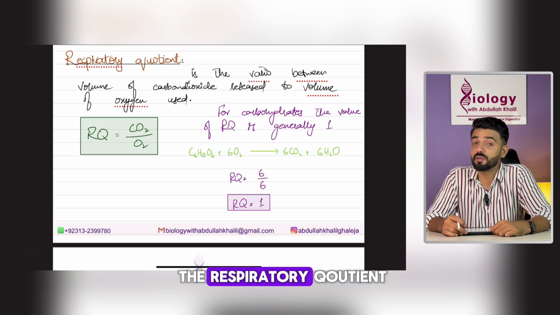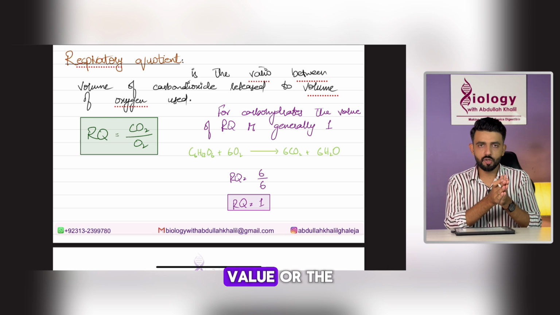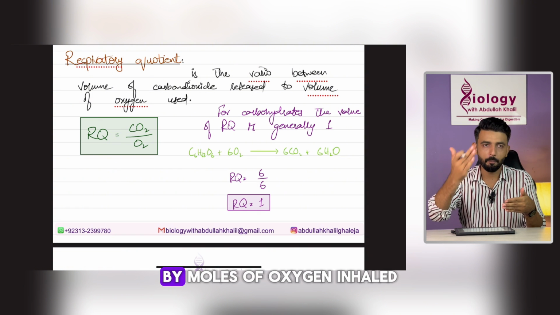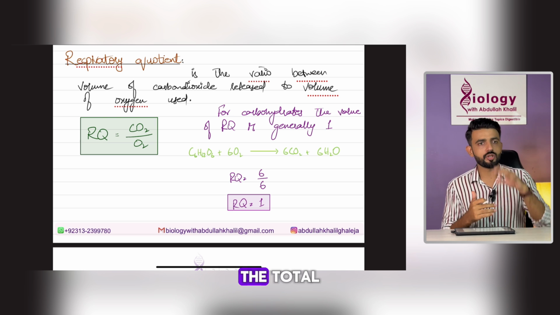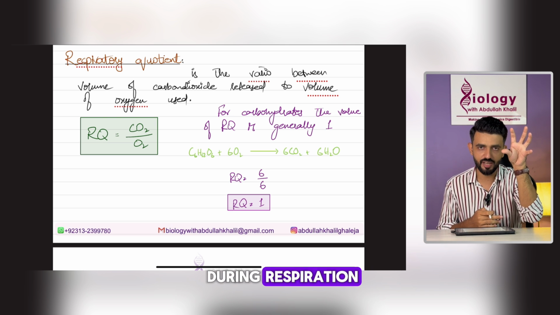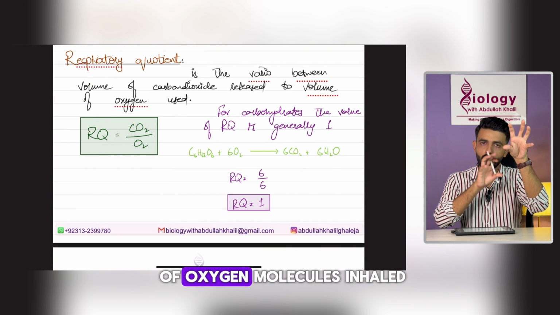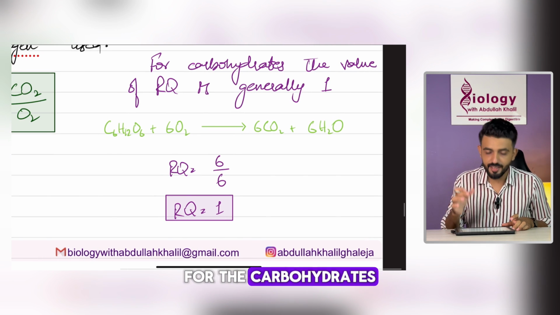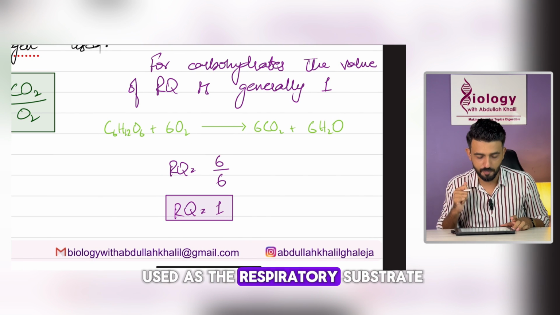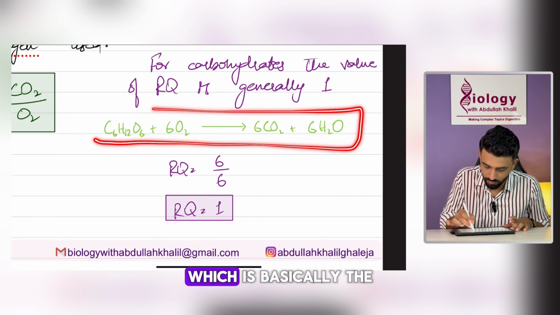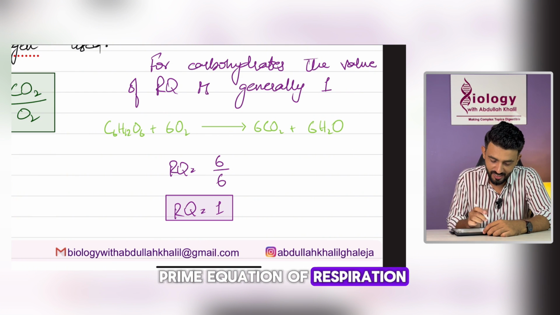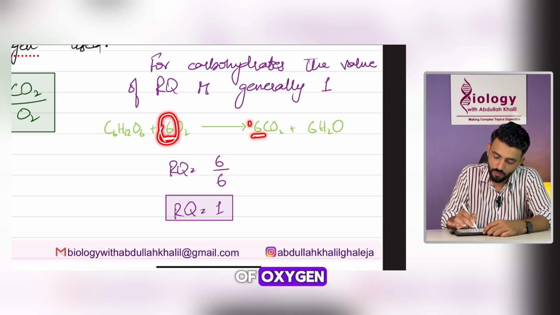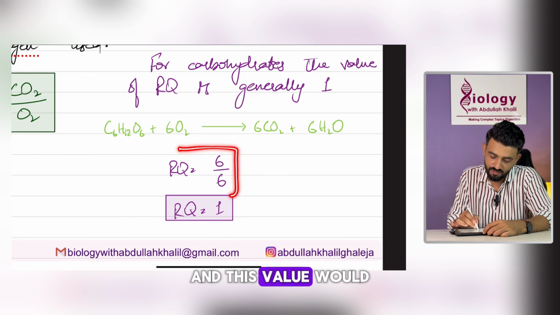Now let's talk about the respiratory quotient. In simple words, the RQ value, or the respiratory quotient, is the ratio between moles of carbon dioxide exhaled and moles of oxygen inhaled. So the total number of carbon dioxide molecules exhaled during respiration and the total number of oxygen molecules inhaled during respiration would give the RQ value. For carbohydrates, when glucose is being used as the respiratory substrate, you can see in this equation, which is basically the prime equation of respiration, that there are 6 moles of oxygen and 6 moles of carbon dioxide. For every 6 moles of oxygen, there would be 6 moles of carbon dioxide. And this value would be 1.